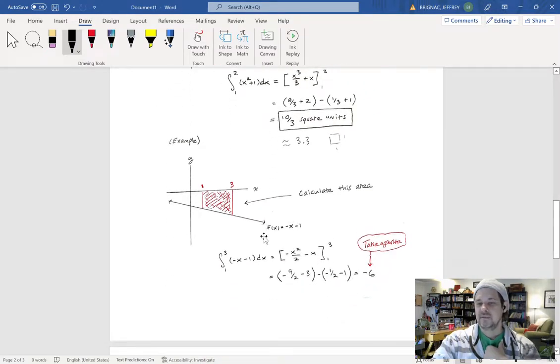I've got this curve. I call it a curve. It's actually a straight line. F of x equals negative x minus 1. It goes like this. It's under the x-axis if you graph it, okay? And I'm curious, can we find the area from 1 to 3? So above the curve, below the x-axis from 1 to 3. How would we do that?